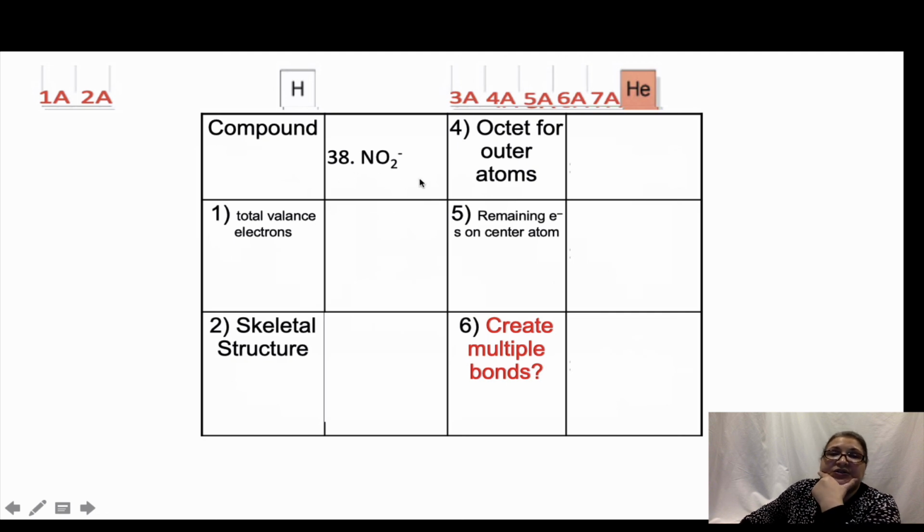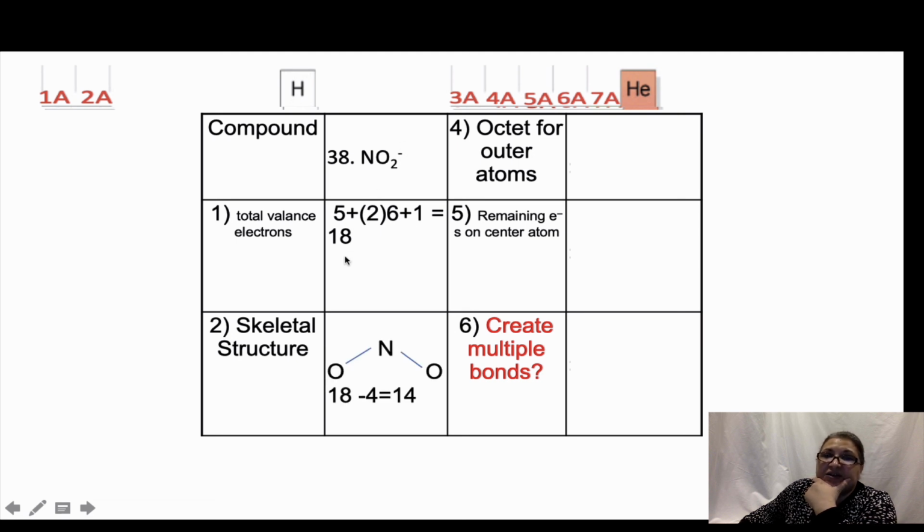Let's see. NO2 negative. Nitrogen is 5A. Oxygen is 6, but we have 2 of them. And negative charge, we add 1, so that's 18. Then the skeletal, we connect them, and we subtract 4 because each line is 2. We have 14 left. We put 6 on each, that's 12. 2 left, so we put it on the central atom. So this oxygen has 8, this oxygen has 8, but nitrogen has 6, so we pull a double bond.